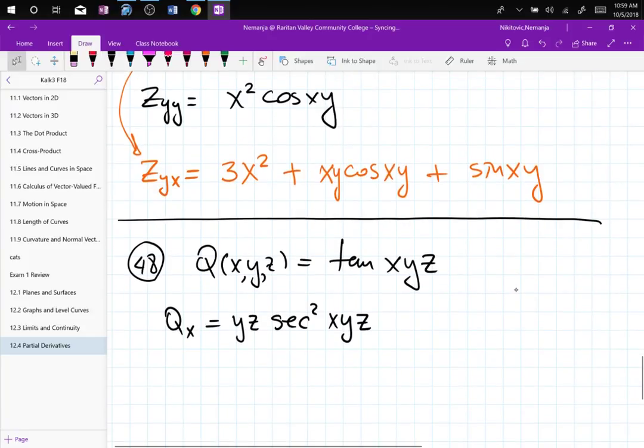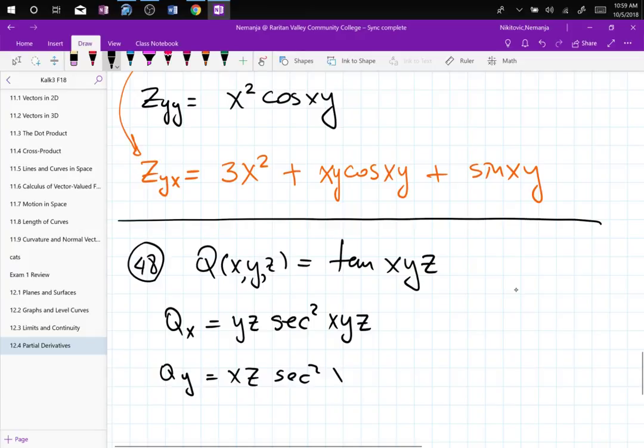Now, because I know the symmetry, qy will immediately be xz secant squared xyz, and qz will be xy secant squared xyz. So when you have symmetry, you exploit that symmetry immediately. You exploit it very simply by saying, oh, derivative with respect to x, no x here. Well, derivative with respect to y, no y there. Put the other 2. And the derivative of z, put the other 2. And you just clean the whole thing.